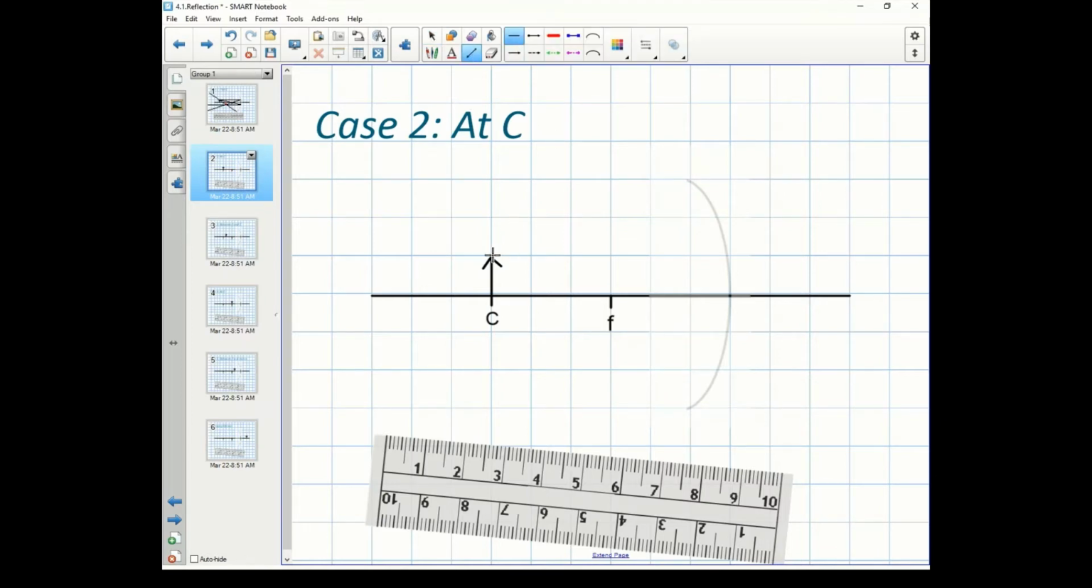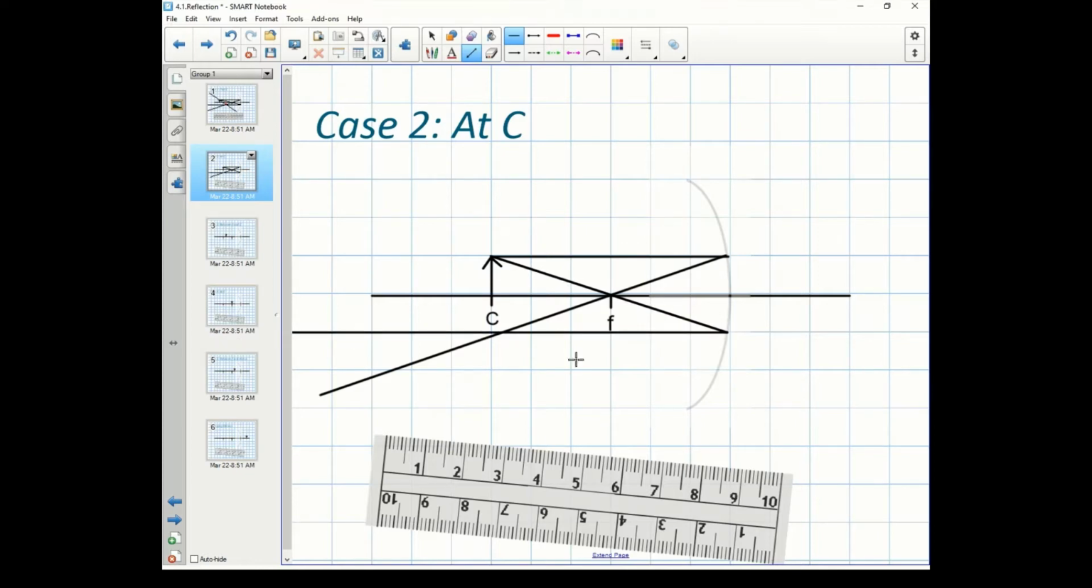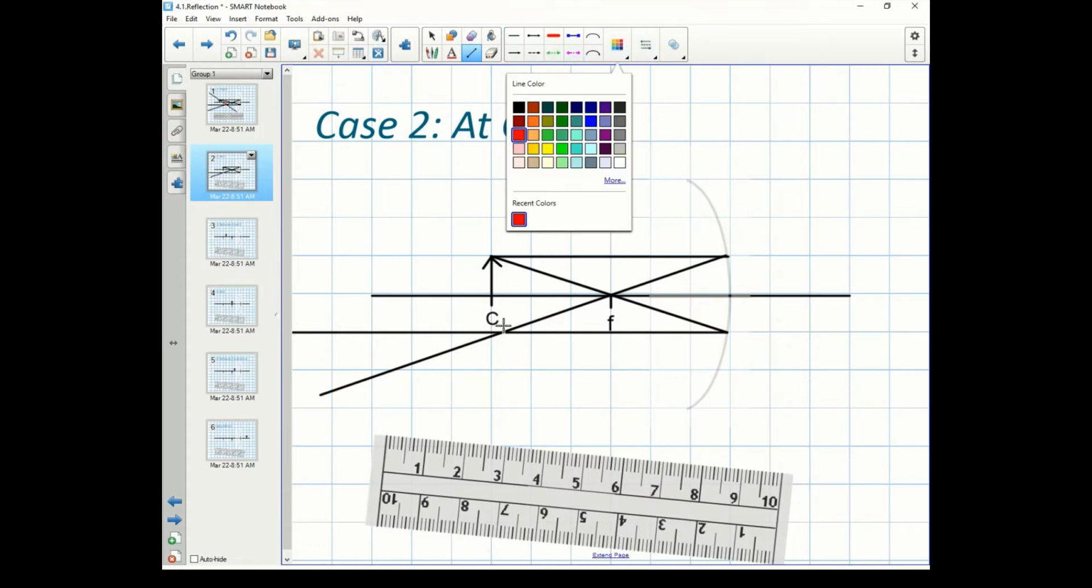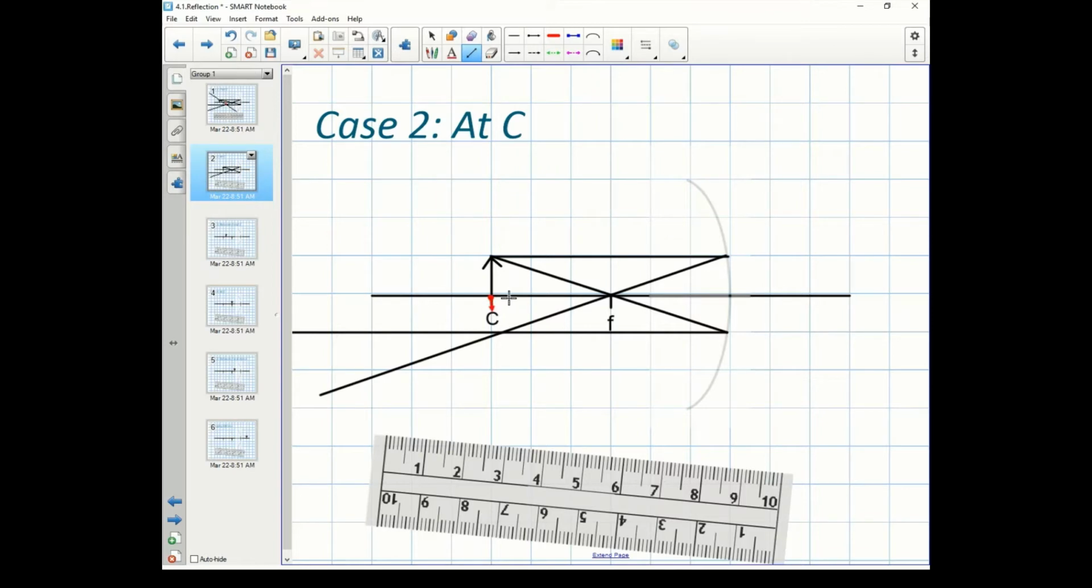So we do the same thing here at C, where we go through parallel to our principal axis, and we reflect through our focal point. And then we go through our focal point, and we reflect off the mirror and go parallel to the principal axis. And our third line we can't really do because it's got to go through C and hit the mirror, but we can't really do that because it would just go straight down. So that's fine. We only need 2 of the 3 lines to hit.